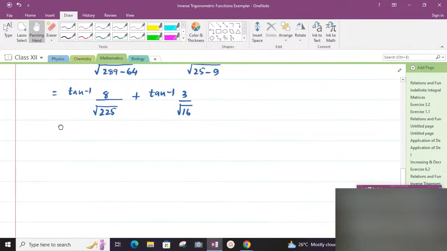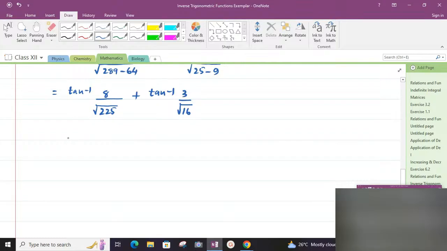So the next step will be equal to tan inverse 8 by 15 plus tan inverse 3 by 4. Hope there is no problem at this step. The square root of 225 is 15 and the square root of 16 is 4. So we have tan inverse x plus tan inverse y. This is in this form.